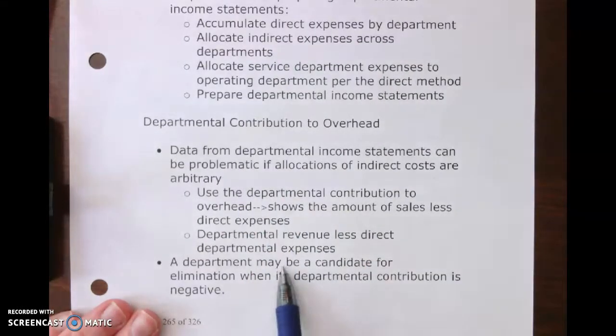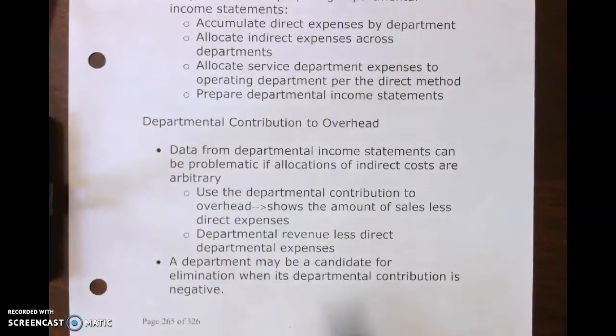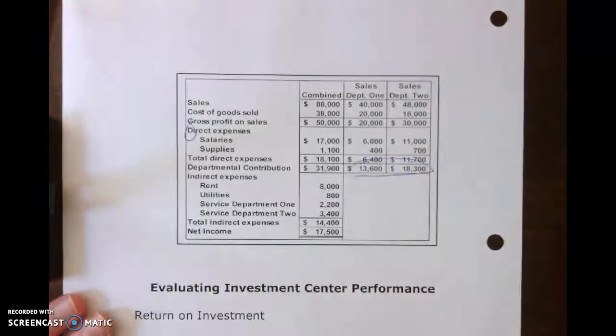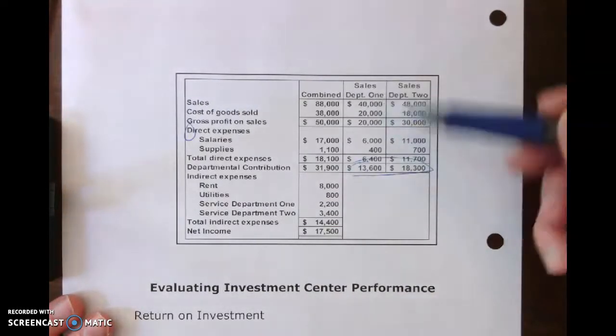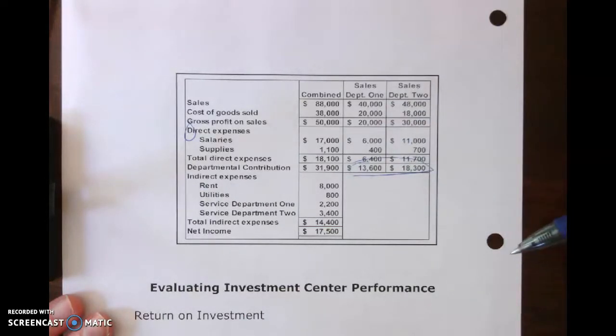This is really what I wanted to focus on: a department could be a candidate for elimination if that departmental contribution is negative, okay? So we look over here, if this is negative, that means that this department is not generating enough sales to cover its own costs. It's not generating enough sales to cover its own costs, and that can be a problem.